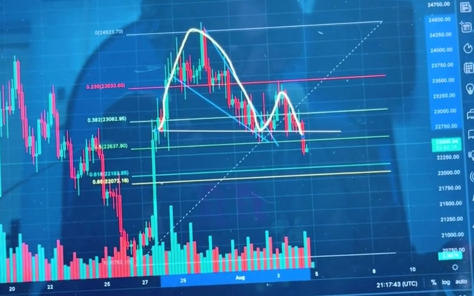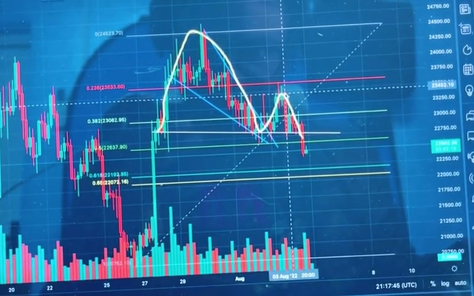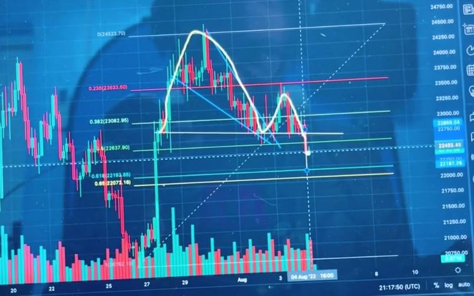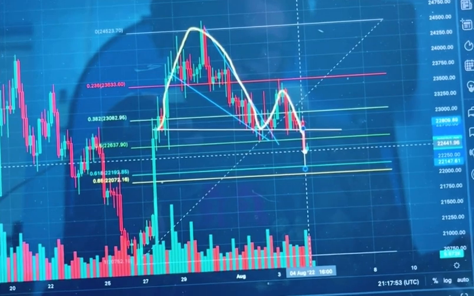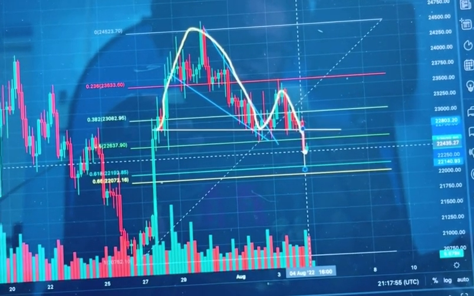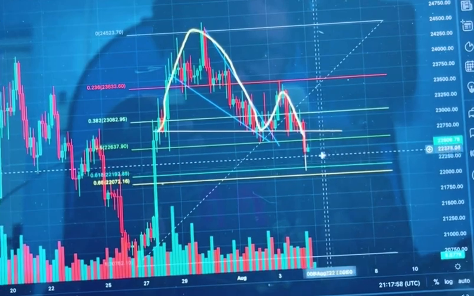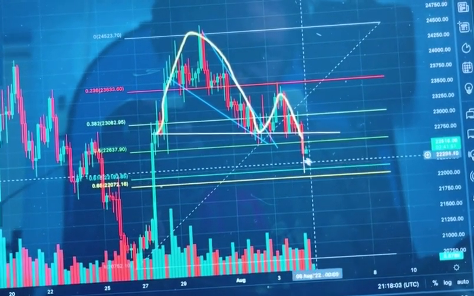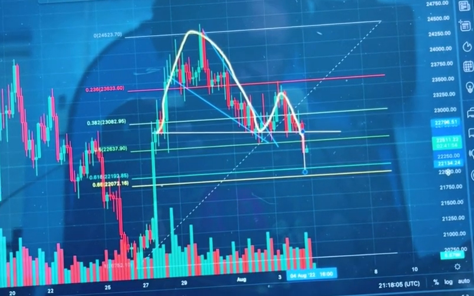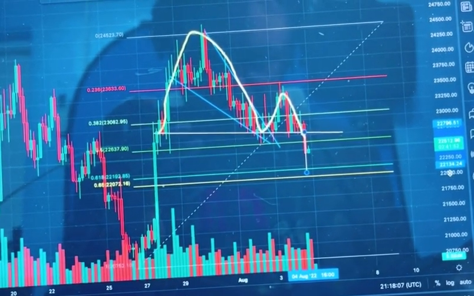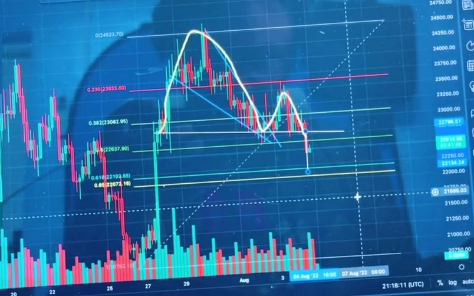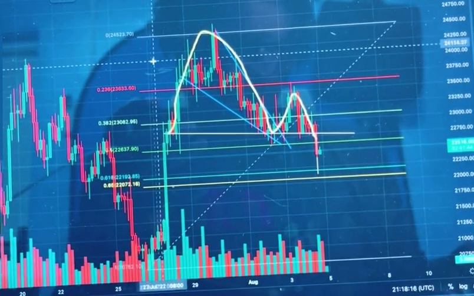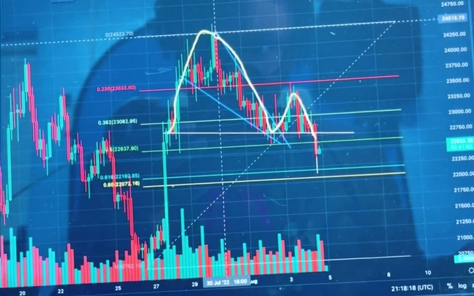So the first price target should be the distance from this candle right here to this right here, and it should be measured from where it broke to the downside right here, and that should be about, and I say about because it may not be very perfect here, $22,134.24.